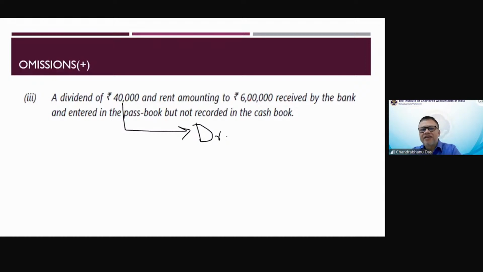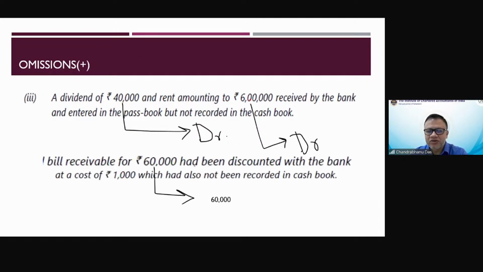Now we can see a dividend of 40,000 and rent amounting to 6 lakhs received by the bank entered in the passbook, but not in the cash book. This is another omission. 60,000 discounted with the bank at 1,000 charges, so you are getting 59,000, as we have discussed. So from 60,000 we are getting 59,000.